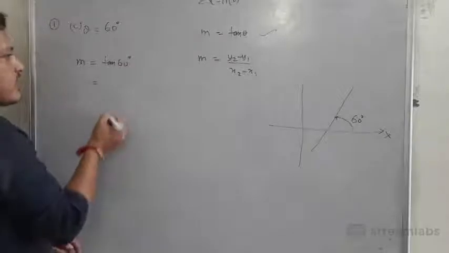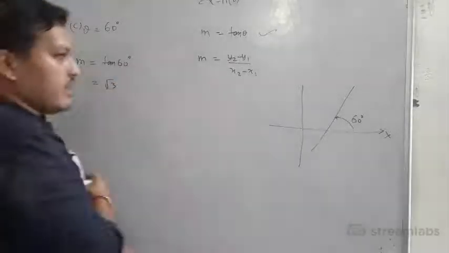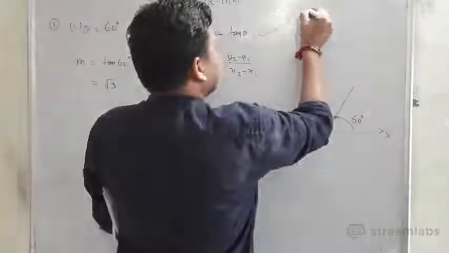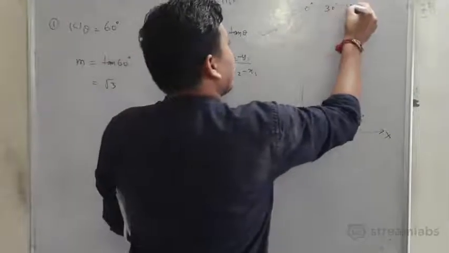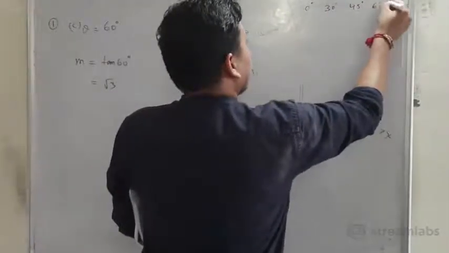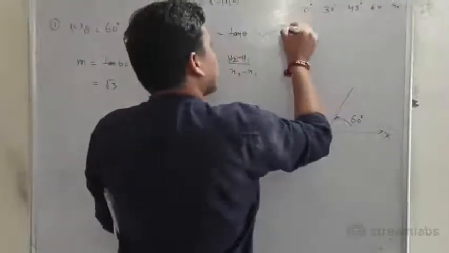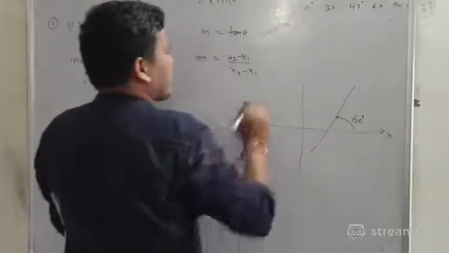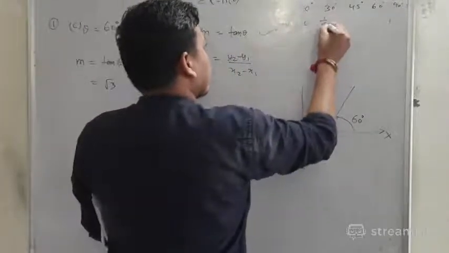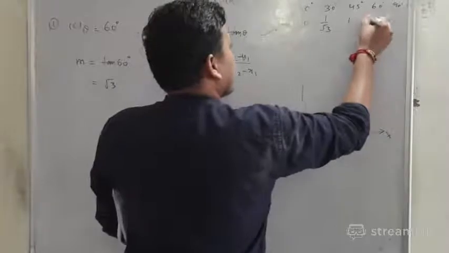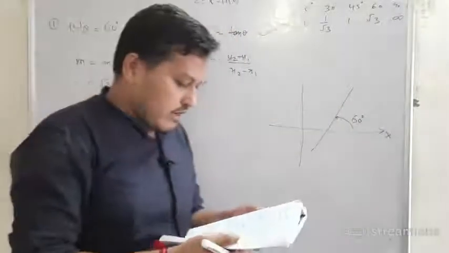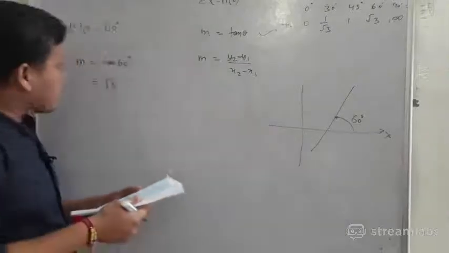The value of tan 60 is √3. Remember the values of tan for 0 degrees, 30 degrees, 45 degrees, 60 degrees and 90 degrees, because tan is used in this whole chapter. Tan 0 is 0, tan 30 is 1 by √3, tan 45 is 1, tan 60 is √3 and tan 90 is not defined. So this is the answer of this question, √3.